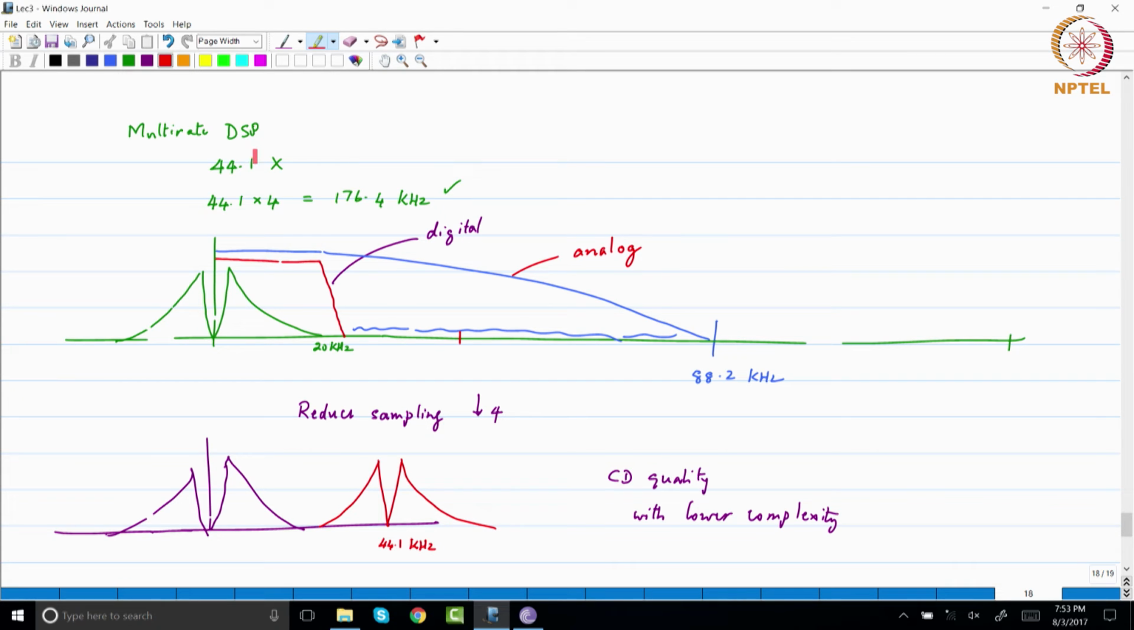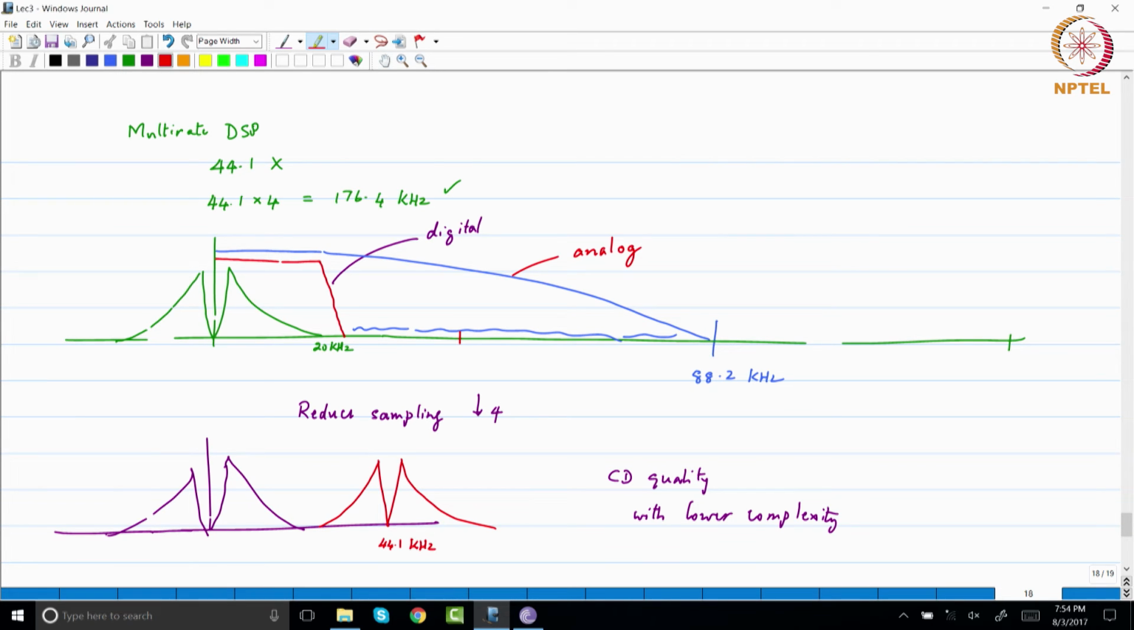So we said that multi-rate signal processing allows us the following option. Treat it as a sampling with a sampling rate of 176.4 kilohertz. That means the sampling point has moved sufficiently far, and we now have the omega s by 2 at 88.2 kilohertz. The analog filter has to be flat up to 20 kilohertz and then can droop all the way to 88.2. Everyone's comfortable with that?